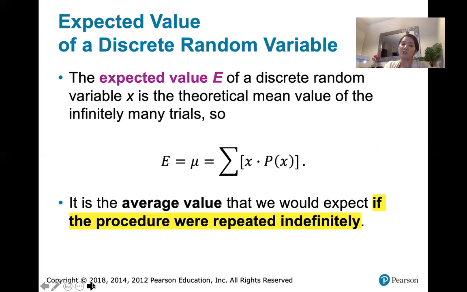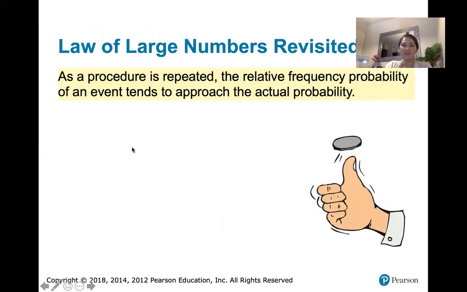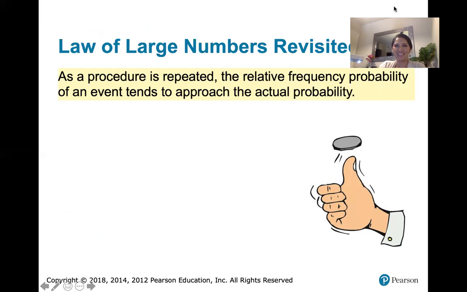So again, the way we interpret expected value, or the way we interpret the mean, is that this is the average value we would expect if we were to repeat that procedure indefinitely. This reminds me of the law of large numbers, which we discussed in lesson 4.1. The law of large numbers said that as a procedure is repeated, the relative frequency probability of that event tends to approach the actual probability. So that's what we're talking about here.